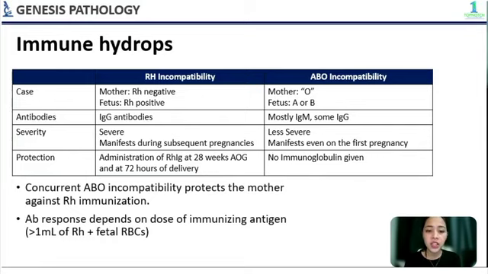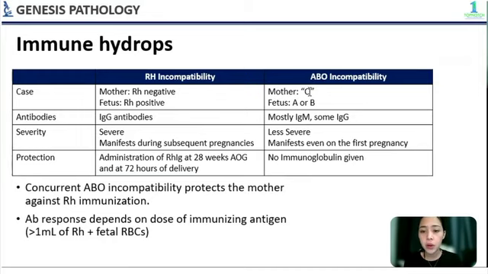Important to note din, no, concurrent ABO incompatibility can protect the mom against Rh immunization because yung red cells ay nakukot na with antibodies, so hindi na siya nag-cross sa placenta, hindi na siya nakaka-trigger ng isoimmunization. And also, yung antibody response, it depends on the dose of immunizing antigen. So in the case of Rh, kailangan mga more than 1 ml, no, of fetal RBCs yung makakross doon sa maternal circulation.